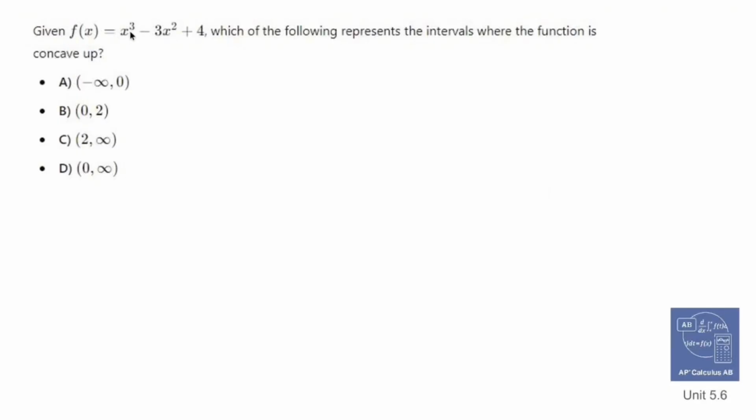Given f of x equals x cubed minus 3x squared plus 4, which of the following represents the intervals where the function is concave up? All right, in order to find out if something is concave up, you need to take the second derivative and find the intervals where it's positive. So first, take the first derivative. f prime of x is going to be, power rule, 3x squared minus, power rule, 6x plus nothing.